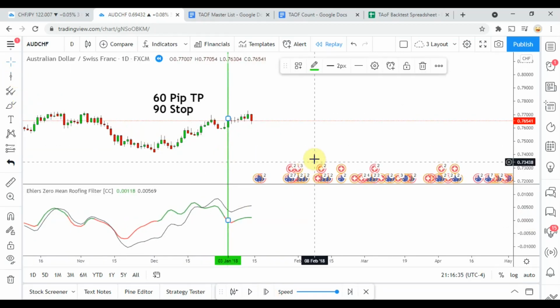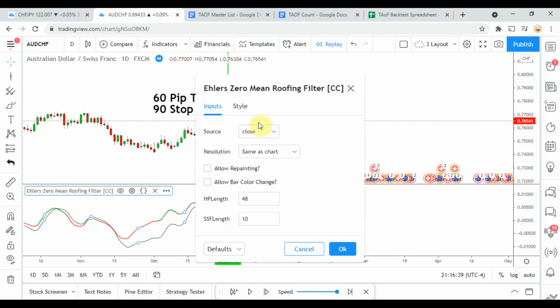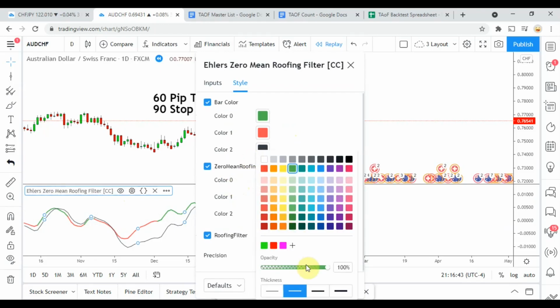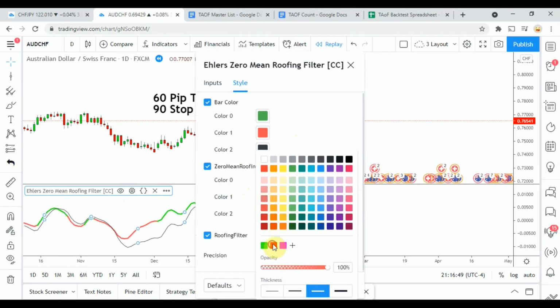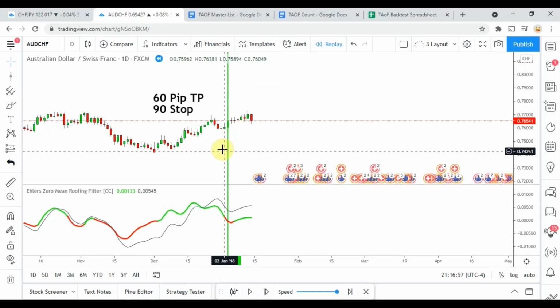So right here, we pick up a short. You can see that the zero mean, it's actually kind of hard to see this. I'm trying not to waste too much time fiddling around with this, but let's see if we can brighten things up a tad bit more. There we go. So you can see here that it turns to red on that candle.